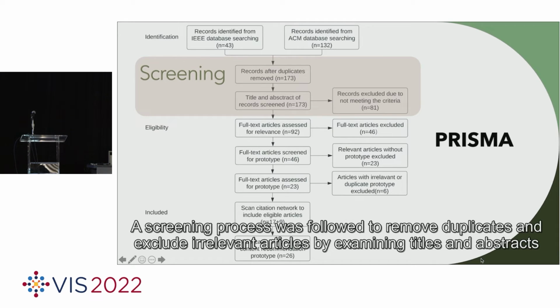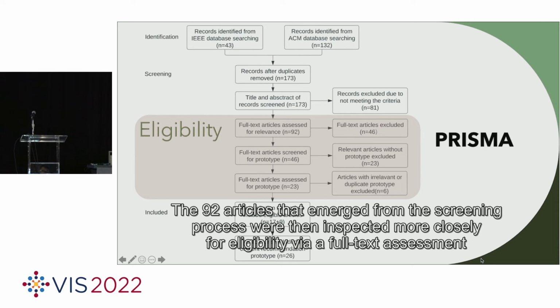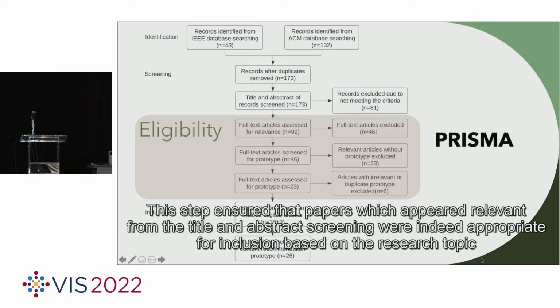A screening process was followed to remove duplicates and exclude irrelevant articles by examining titles and abstracts. The 92 articles that emerged from the screening process were then inspected more closely for eligibility via a full text assessment. This step ensured that papers which appeared relevant from the title and abstract screening were indeed appropriate for inclusion based on the research topic.